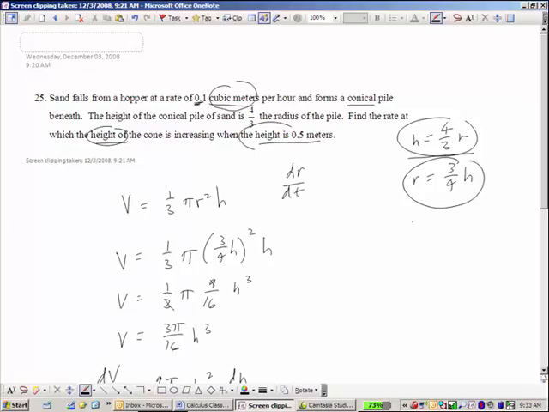So we actually know that r prime is equal to 3/4 h prime, dr/dh. Right. So we know that dr/dt is equal to 3/4 dh/dt. So Drew's saying that instead of doing everything over again, we could have found this, plugged in, and solved for that. You're right. David?